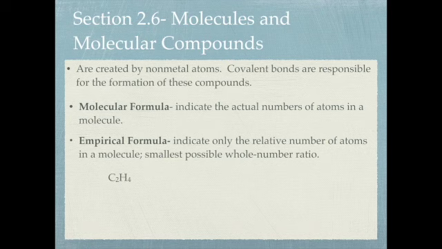If you have something like C2H4, that is the molecular formula. Now, if I wanted to know, for example, for every 1 carbon, how many hydrogens do I have, that would be your empirical formula. So your empirical formula is the formula that has been reduced to have the smallest possible whole number ratio. And we're going to be looking at how to calculate your empirical and molecular formulas later on.